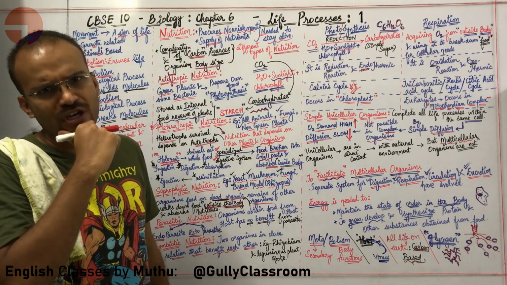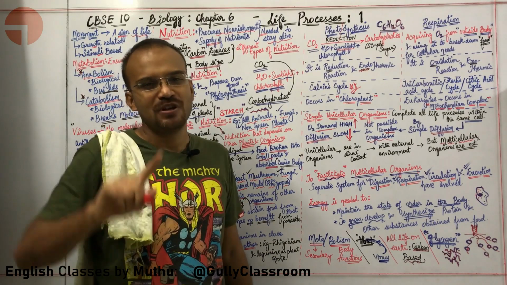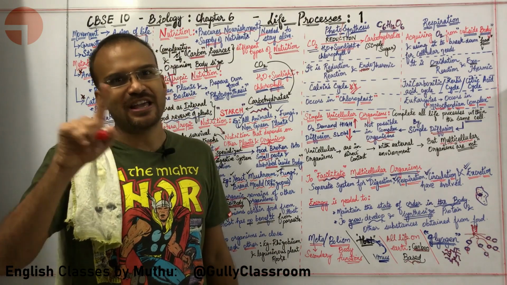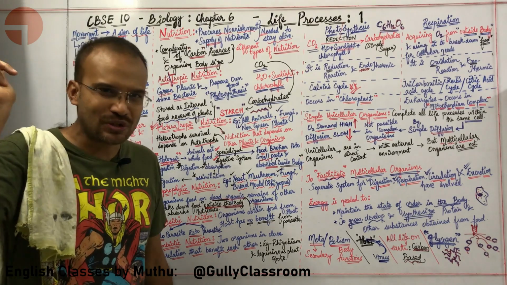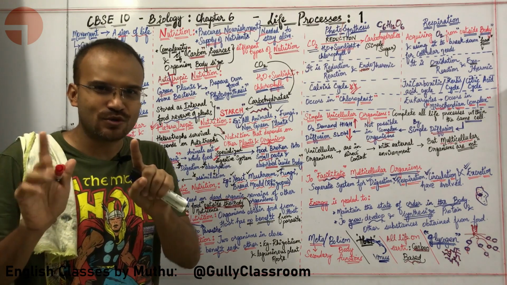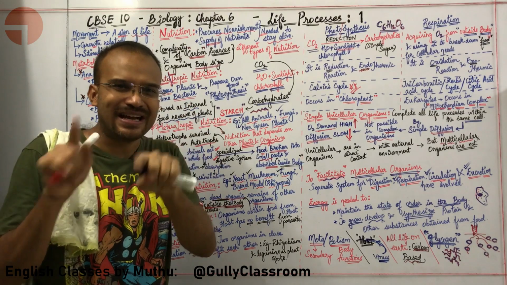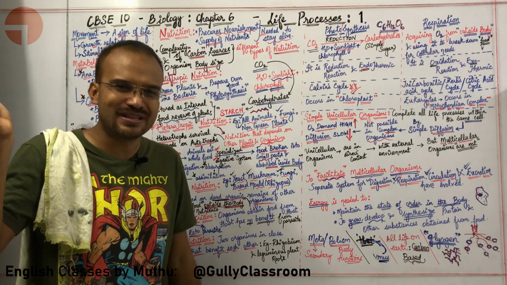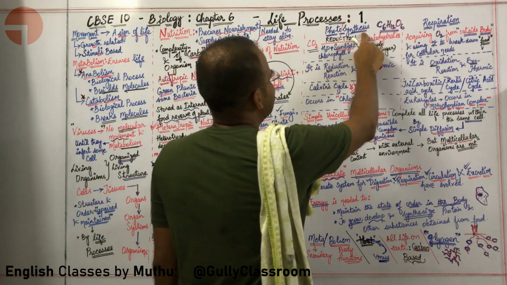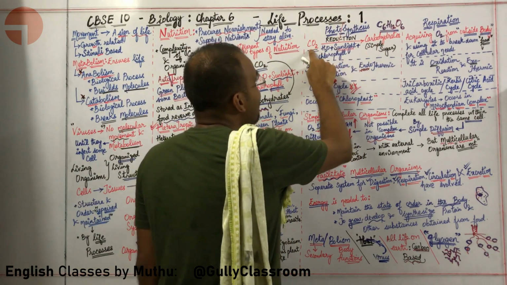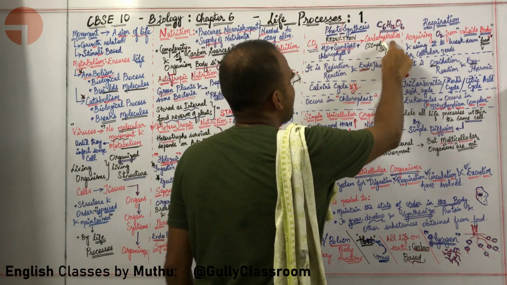Sir, where have you taught this? I have taught this in the first unit, chemical reactions and equations, chemistry. So go to that lecture, type Gully Classroom reduction, listen to the lecture and come back over here in order to continue this. Photosynthesis is nothing but carbon dioxide being reduced to carbohydrates.